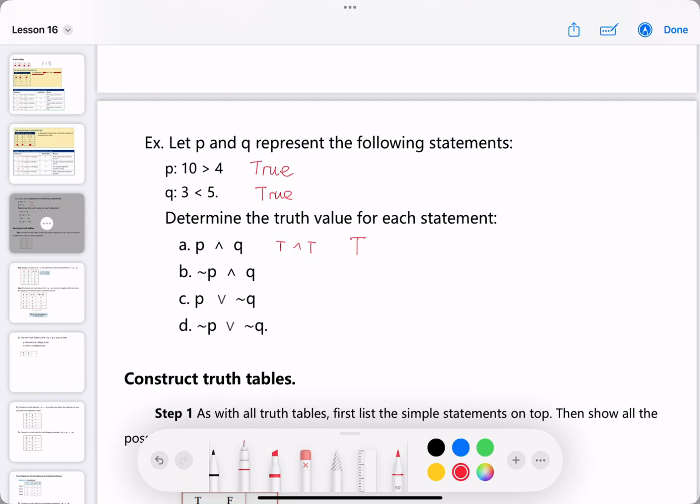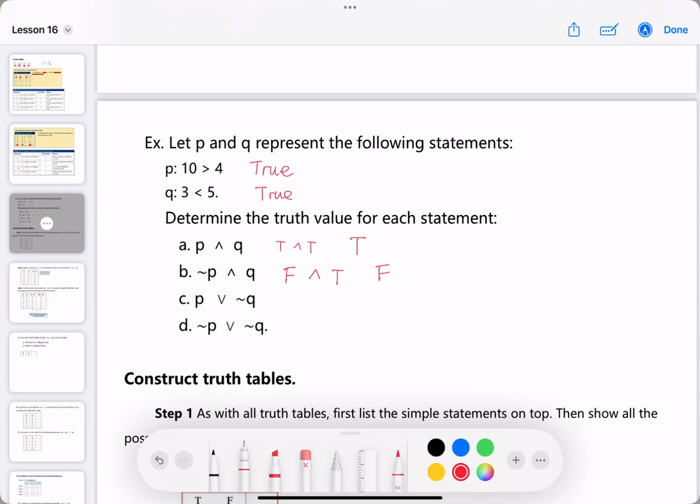Second one, not P. Not P means false. And Q. Q is true. So this is a conjunction. So we have one statement that is false. So this is a false statement.